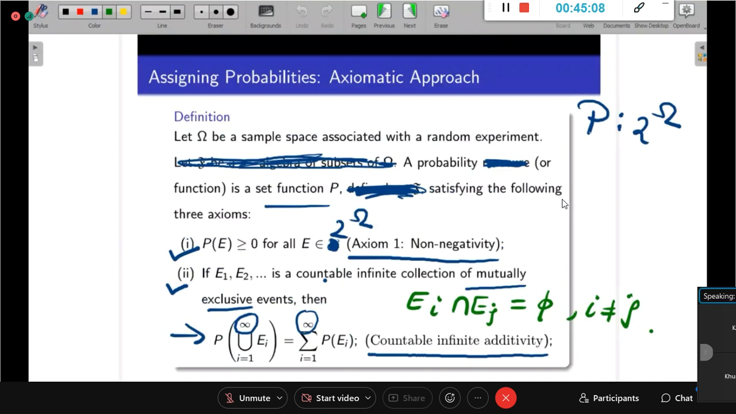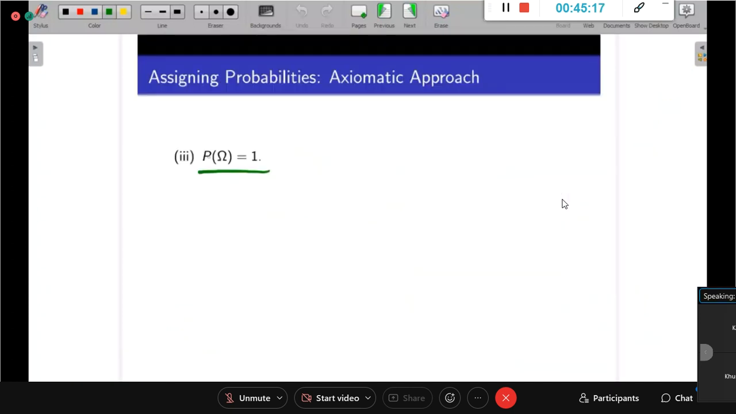Now you see, this is from the third axiom. So E is a subset of omega.